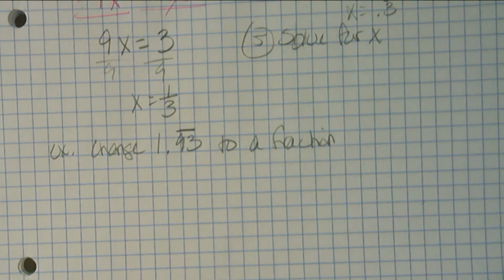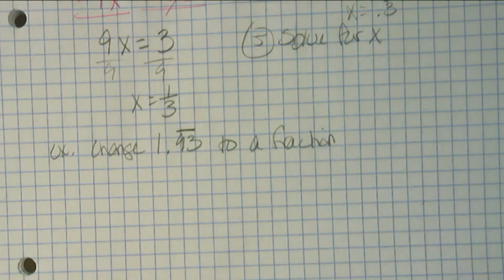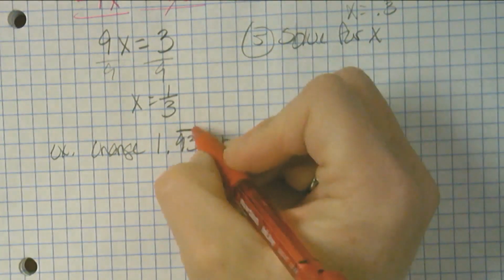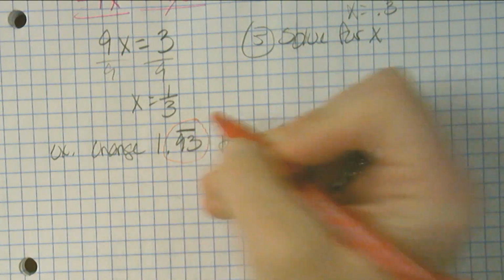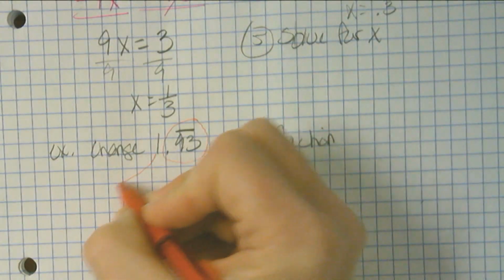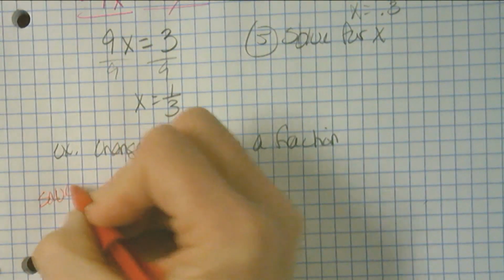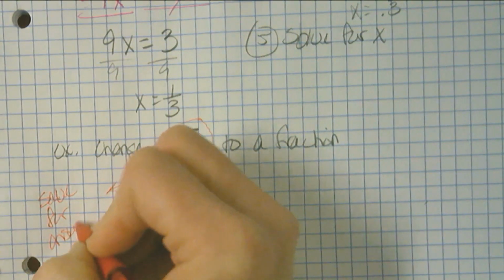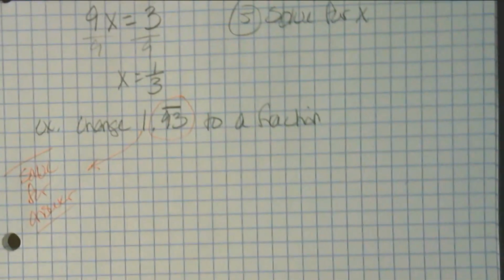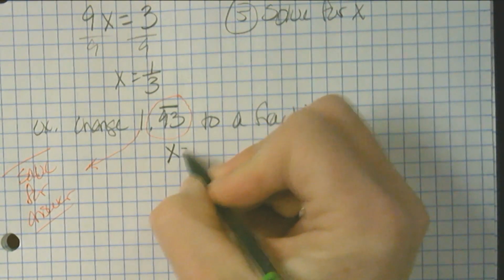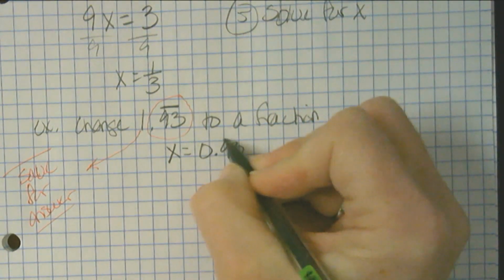What part am I actually changing into a fraction? Cameron? The part after the decimal. So all I need to worry about right now is that 0.93 repeating. I'm going to put that 1 off to the side, and I'm just going to save it for my answer. So when I'm done, I'm just going to put a 1 in front of it. Okay. So my first step is set x equal to the repeating decimal.